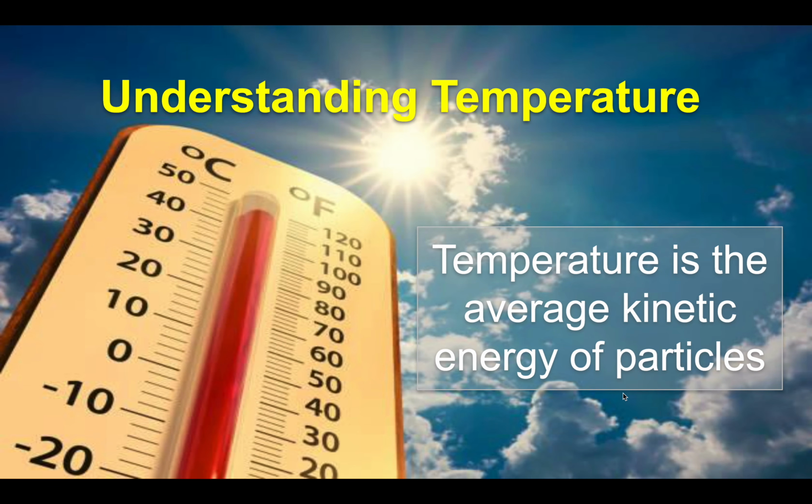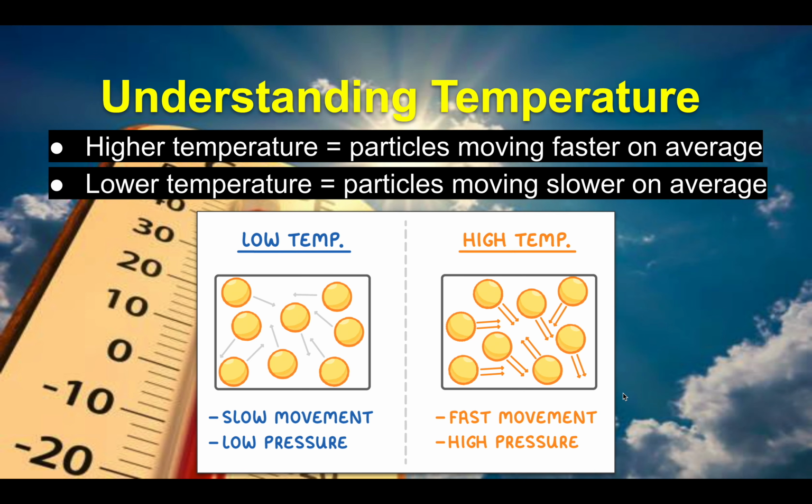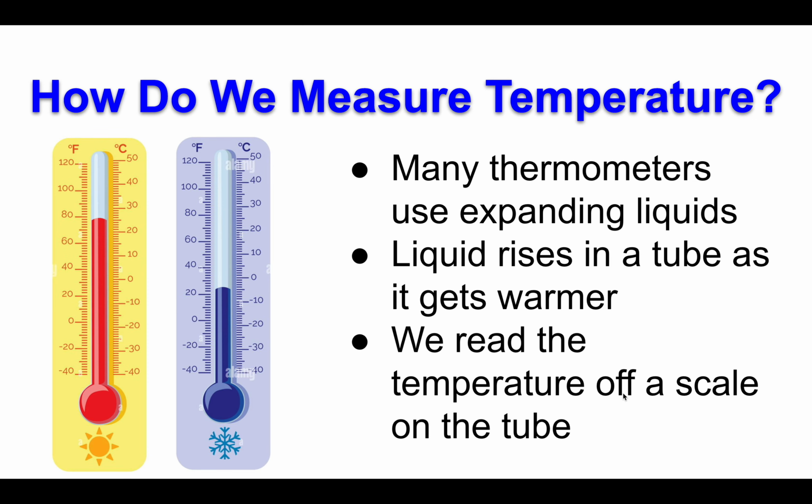Now the way we measure it is with this concept of temperature. So temperature is the average kinetic energy of the particles, how much heat is able to be transferred. And basically what that's showing us is the faster the particles are moving, the higher the temperature is. The slower the particles are moving, the lower the temperature is. Okay? So the way we measure it is with a tool called a thermometer, which I'm sure you're familiar with.